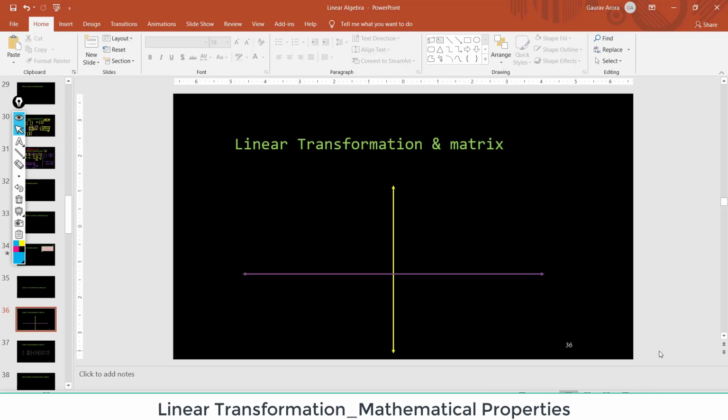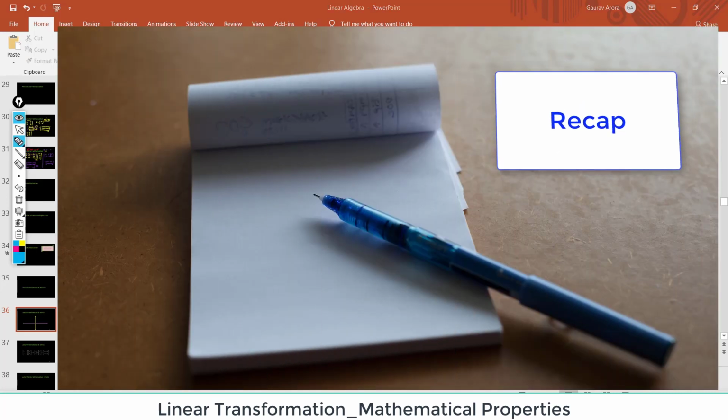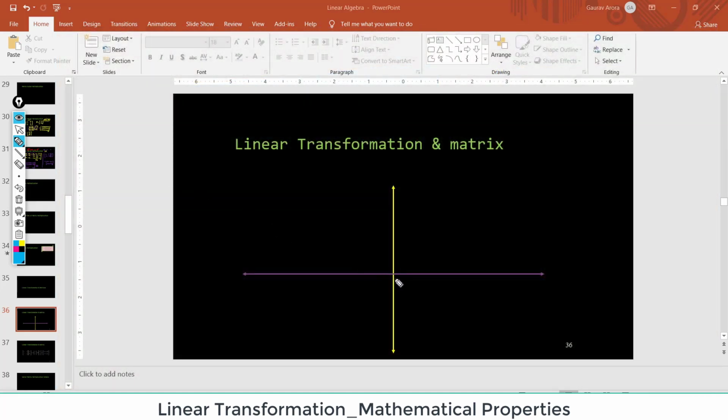So in the previous video we discussed matrix vector multiplication and linear transformation. In this tutorial we will see some properties of linear transformation. Here is a quick recap of what we have seen in the previous tutorial of linear transformation.